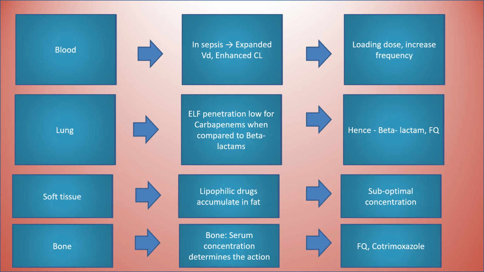Diffusion into the blood depends upon the volume of distribution and the creatinine clearance. In sepsis, there needs to be a high loading dose and increased frequency. In case of lung infections, the penetration is low for carbapenems. That is, the lung epithelial barrier penetration is low for carbapenems when compared to beta lactams. Hence, beta lactams or fluoroquinolones need to be administered. And for soft tissues, lipophilic drugs are accumulated in the fat, so they have suboptimal concentration.